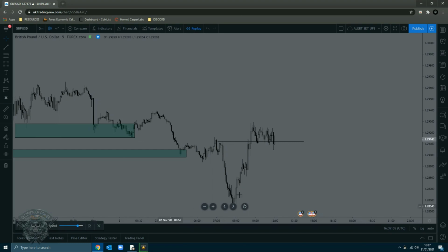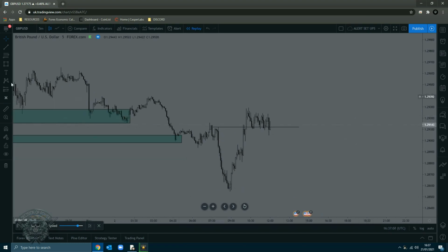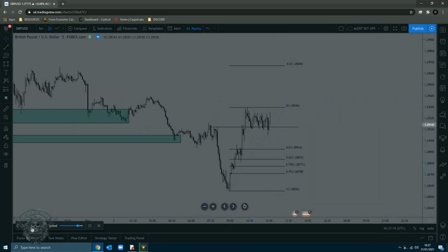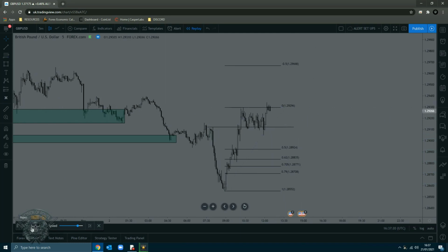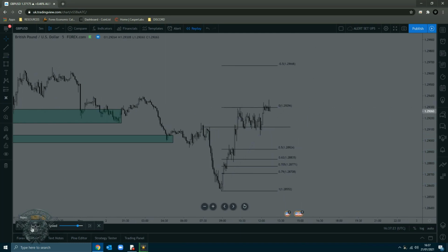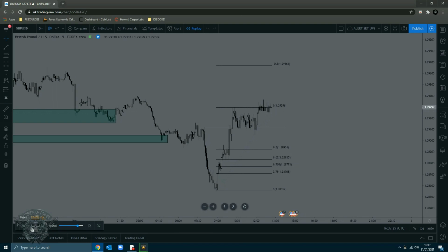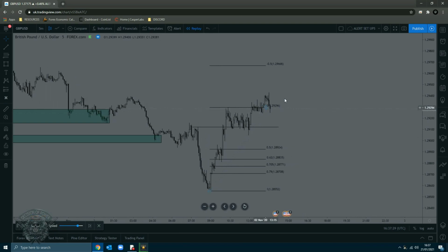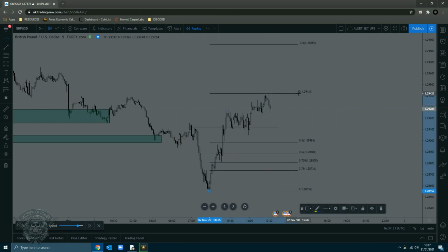Okay, so if you're a Fibonacci trader, like I always talk about in my videos, you'd be dropping the fibs from the low to the high. Okay, it's continued long, so we're going to drag it to this point.